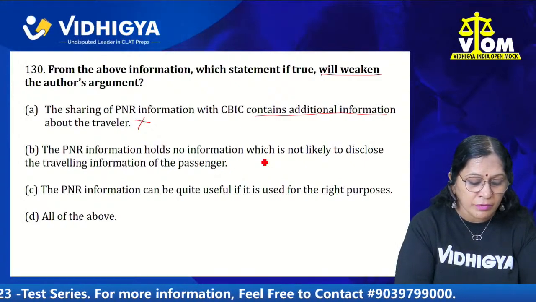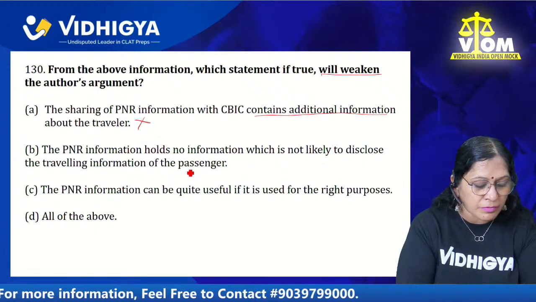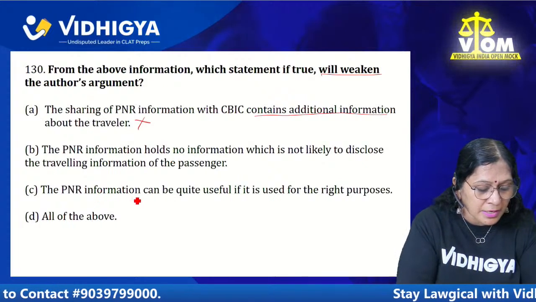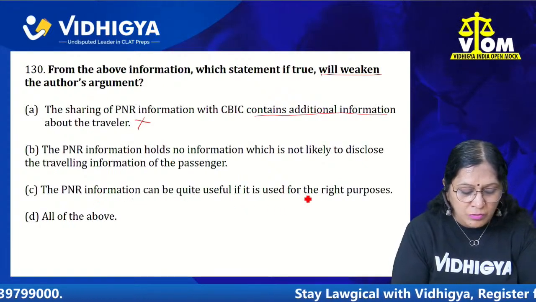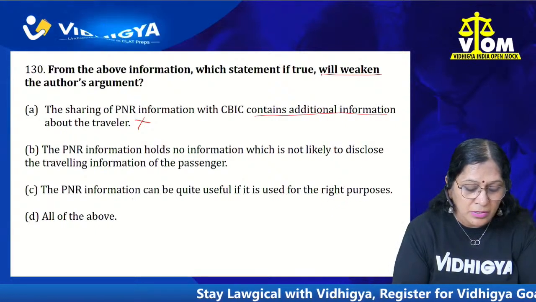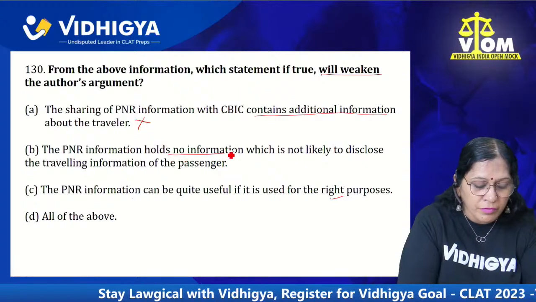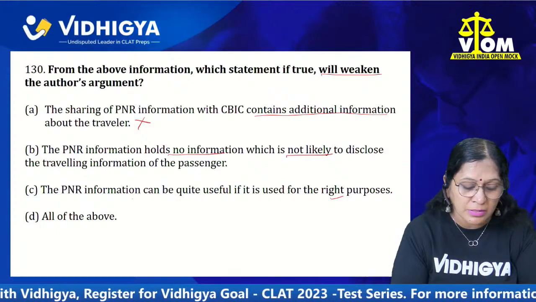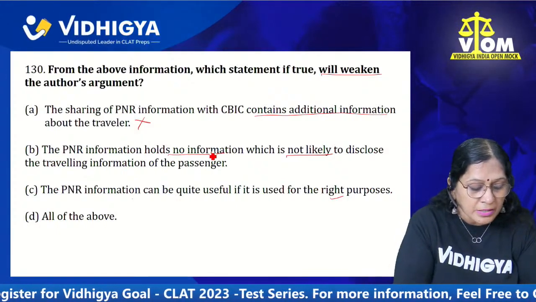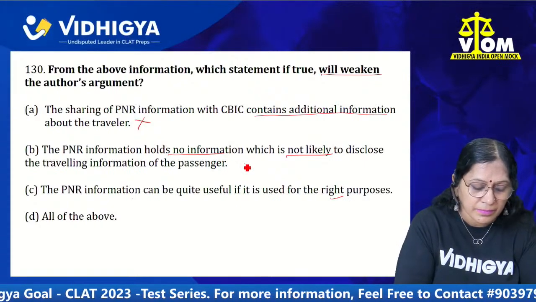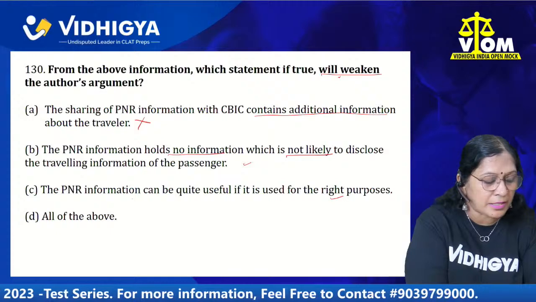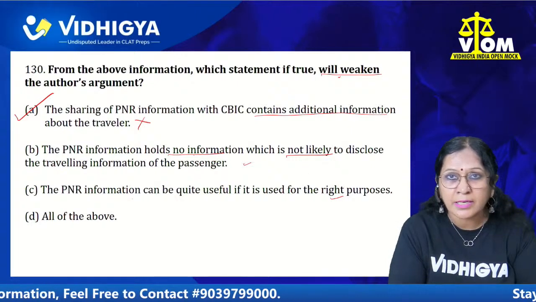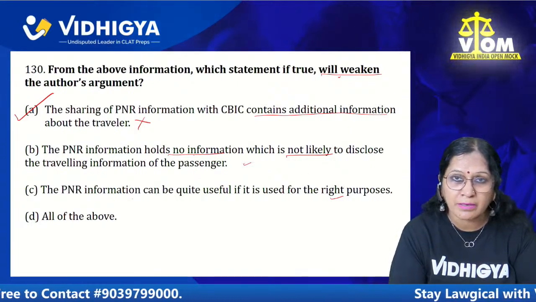PNR information holds no information which is not likely to disclose the traveling information of the passenger. Possible. The PNR information can be quite useful if it is used for the right purposes. This is also strengthening. And it contains no information that is not likely to disclose. That means it contains information that is likely to disclose. Right? So this becomes again strengthening. We need something that is weakening, and therefore A becomes your answer. Understand: no information and not likely, minus minus plus. You have to apply it.